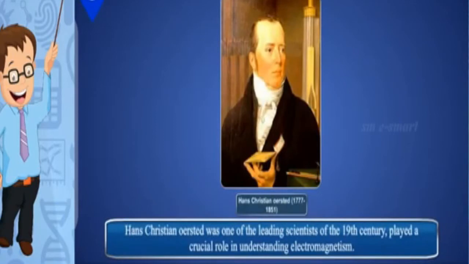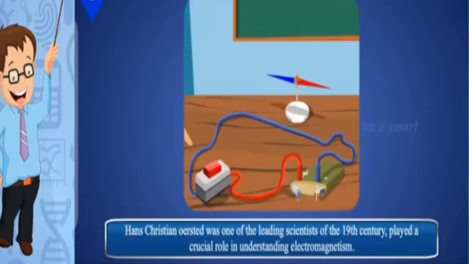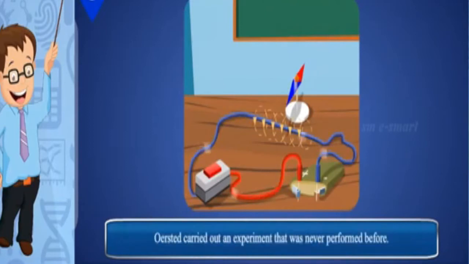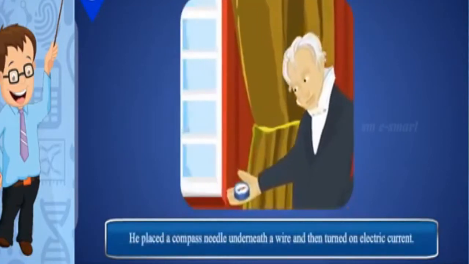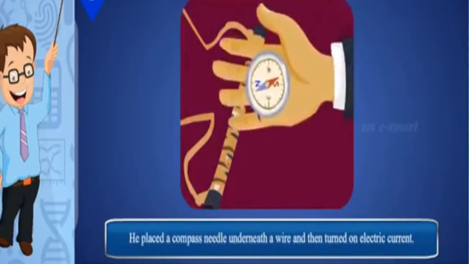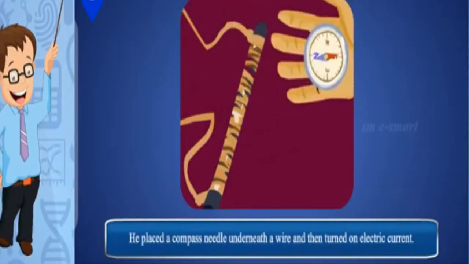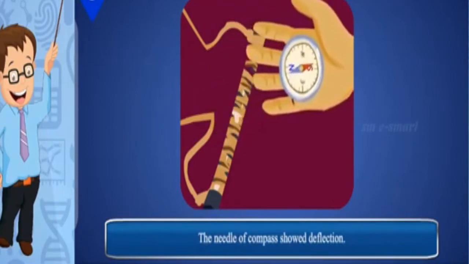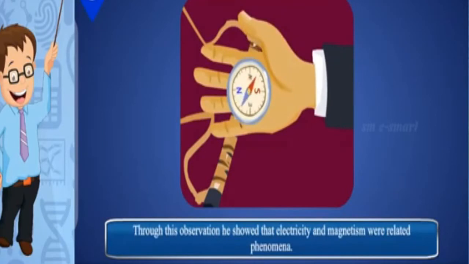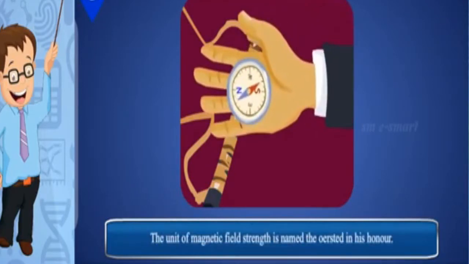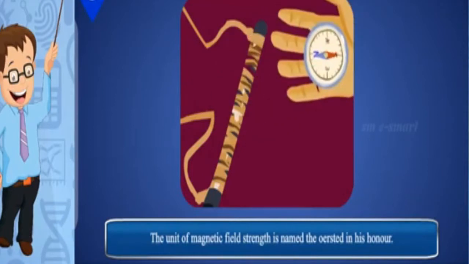Hans Christian Ørsted, 1777 to 1851. Hans Christian Ørsted was one of the leading scientists of the 19th century and played a crucial role in understanding electromagnetism. Ørsted carried out an experiment that was never performed before. He placed a compass needle underneath a wire and then turned on electric current. The needle of the compass was deflected. Through this observation, he showed that electricity and magnetism were related phenomena. The unit of magnetic field strength is named the Ørsted in his honor.